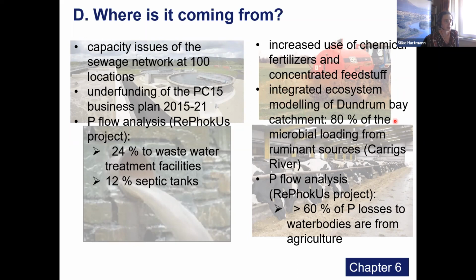Other evidence relating to the source comes from our integrated ecosystem modeling of Dundrum Bay, and it was possible to show that 80% of the microbial loading is from ruminant sources, and that was in the Carrick's rivers. But it means that with the microbial loading comes also nutrient input from those sources. And once again, looking at the P-flow analysis from the Refocus project, it was possible to attribute over 60% of the P losses to water bodies to the agricultural sector.